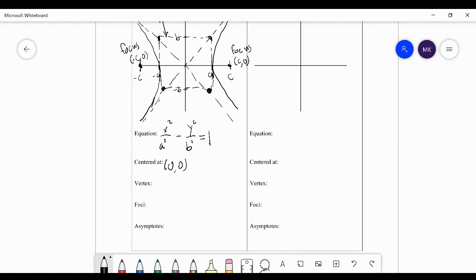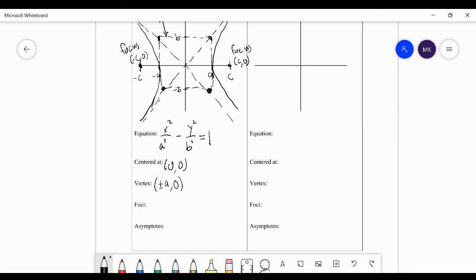These are nice ones. We have the vertices, because like I said, you can see this as a parabola on the left and the right. So we have two vertices, one at a comma 0 and one at negative a comma 0. So we'll just say plus or minus a comma 0.